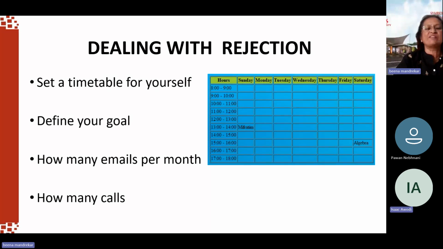Set a timetable for yourself. Define your goal. How many emails per month? How many calls? All this in your timetable. Put 8 o'clock, you get up Sunday, Monday, Tuesday, Wednesday, then you have lunch and then you go to sleep perhaps in the afternoon, a power nap, and in the evening again start sending mails. Do all that. Define your goal, set your timetable.